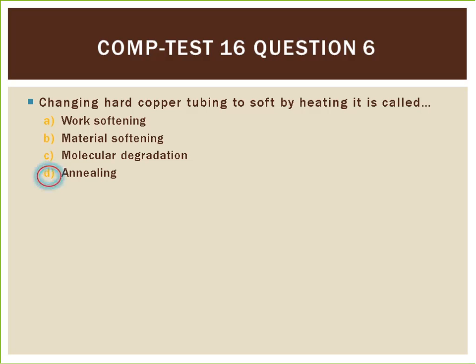D is the correct answer here because heating hard copper to cherry red and allowing it to cool increases copper grain size and softens the material. This process is known as annealing. A and B answers are both incorrect because each are a part of the process of annealing. C is incorrect because molecular degradation is the process of bending, rolling, or hammering copper, reducing its grain size, allowing the smaller grains to lock together in a tougher, work-hardened state. Bending copper alters its internal structure, and the more the metal is worked with, the more brittle it becomes until it reaches a breaking point and it fractures.